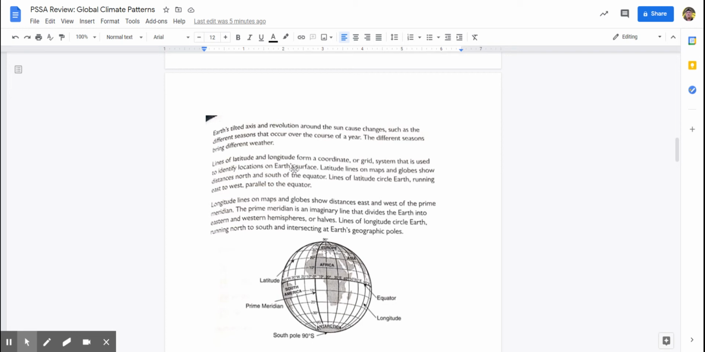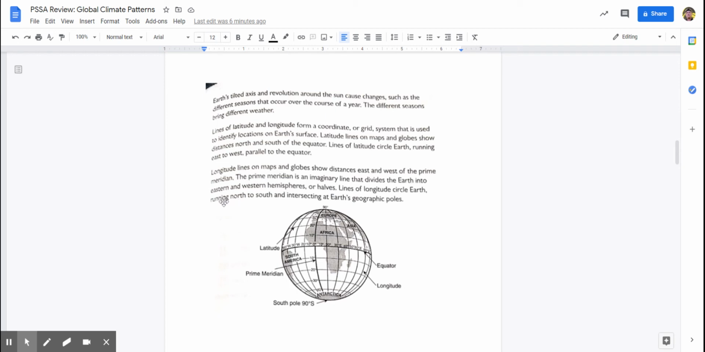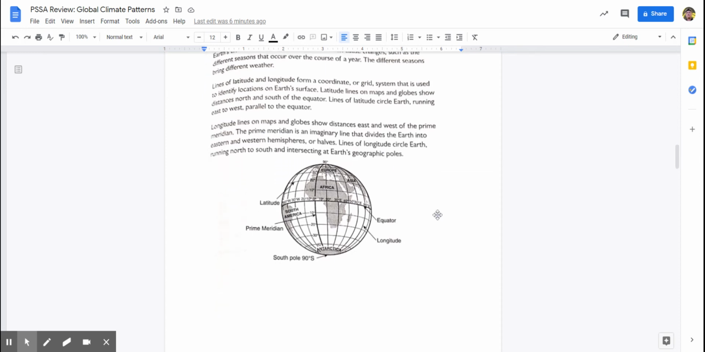Lines of latitude and longitude form a coordinate or grid system that is used to identify locations on Earth's surface. Latitude lines on maps and globes show distances north and south of the equator. Lines of latitude circle Earth, running east to west, parallel to the equator. Longitude lines show distances east and west of the prime meridian. The prime meridian is an imaginary line that divides the Earth into eastern and western hemispheres, or halves. Lines of longitude circle the Earth, running north to south, and intersecting at Earth's geographic poles.